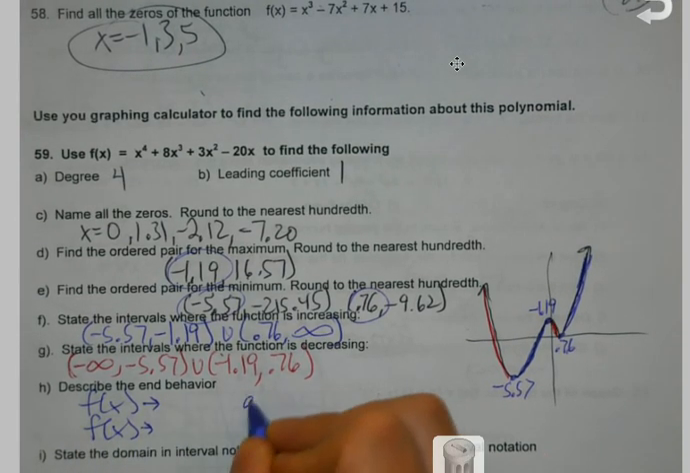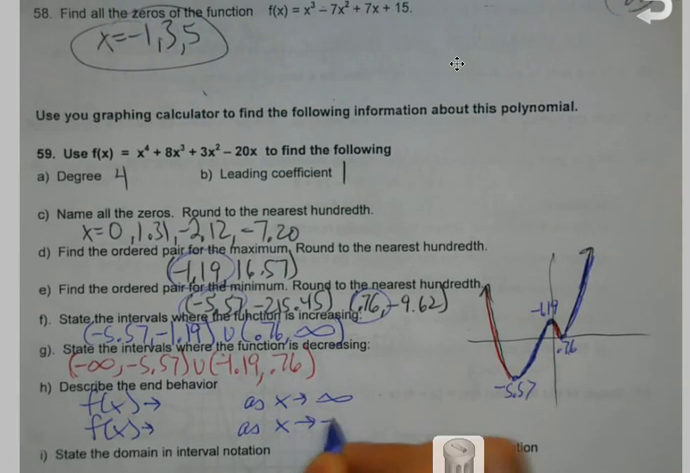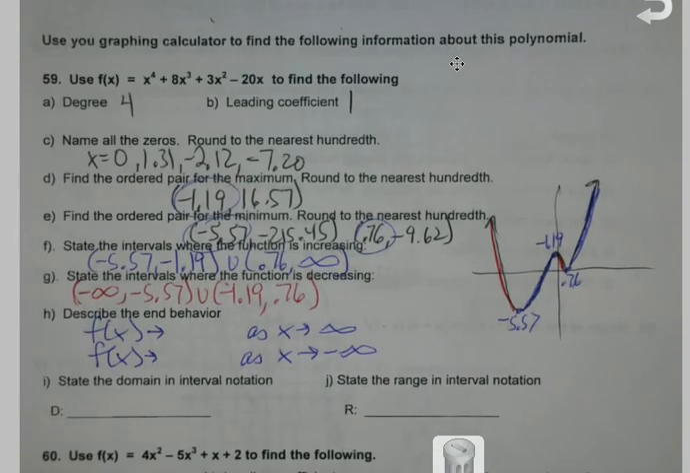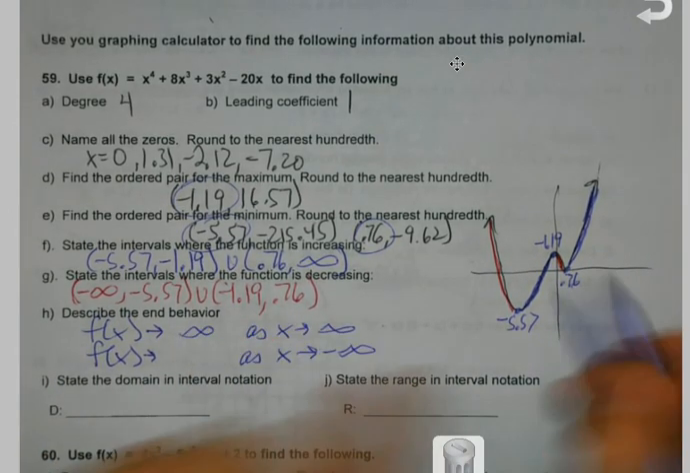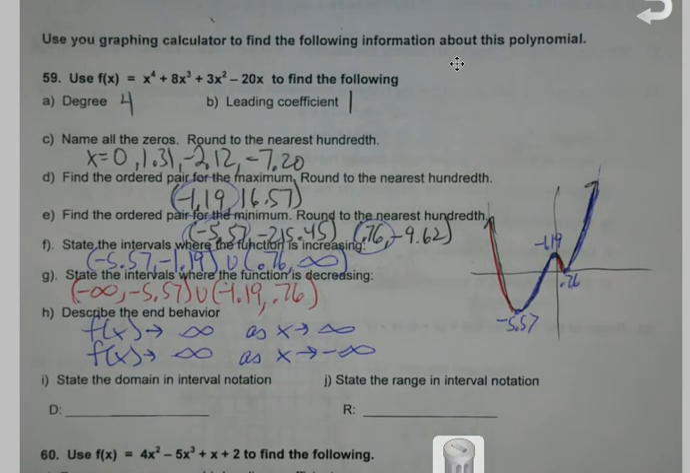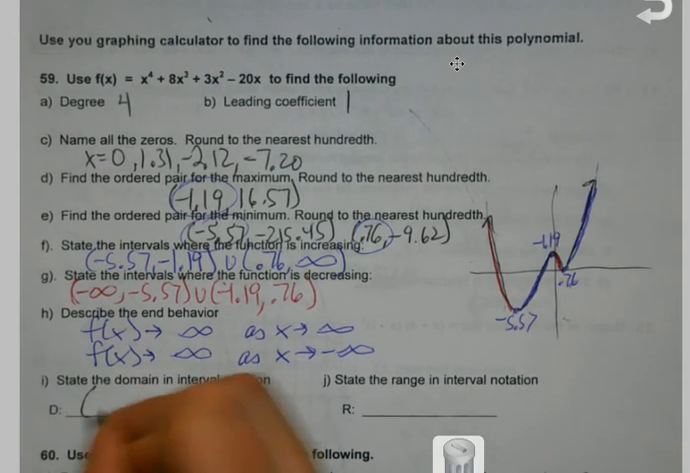Again, with my x's, one's positive, one's negative. It doesn't matter which order you do these in. The y's are going to be what matters. As x is going to the right, y is going up. As x is going to the left, y is going up. And finally, state the domain in interval notation. Keeps going to the left, keeps going to the right, like it always does.